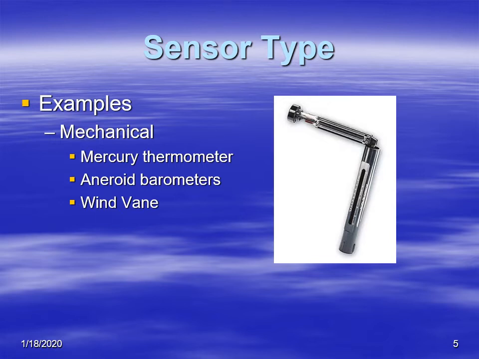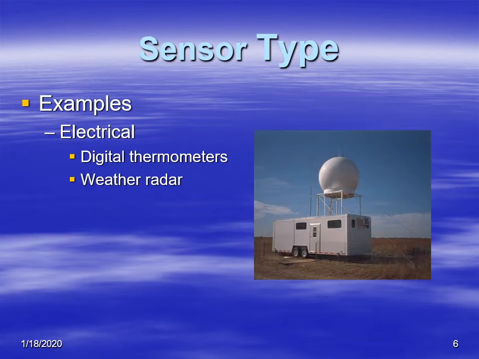Other ones are aneroid barometers, where there's a wafer that expands and contracts, or an anemometer or a wind vane, where the wind is blowing on the instrument and the instrument responds. The sensor responds to the wind speed and also the wind direction. Those are all considered mechanical.